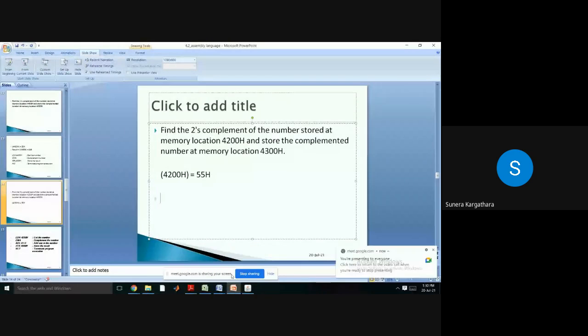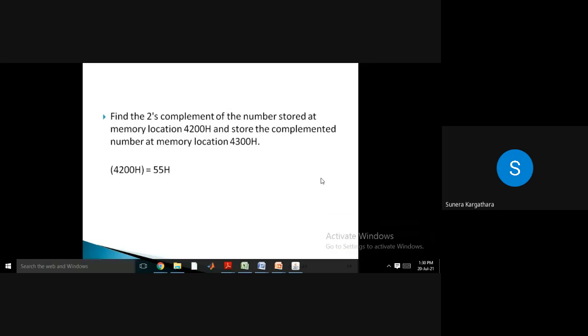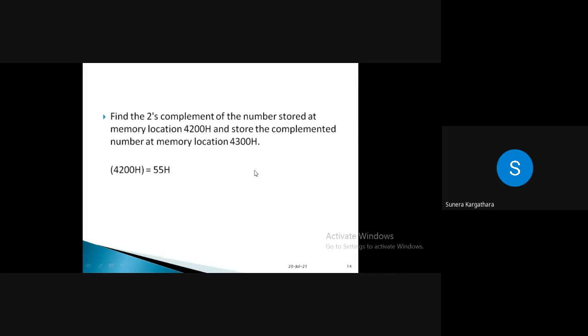Now we want to check one more task based upon this. Generally it can be asked for 3 marks also. So let's check how many of you can find this. Find 2's complement of the number stored at memory location 4200 and store the complemented number at memory location 4300. You have data available that is 55.